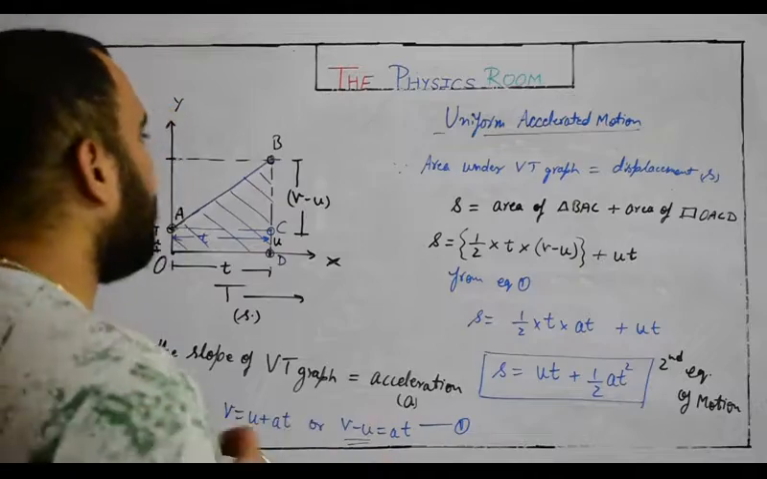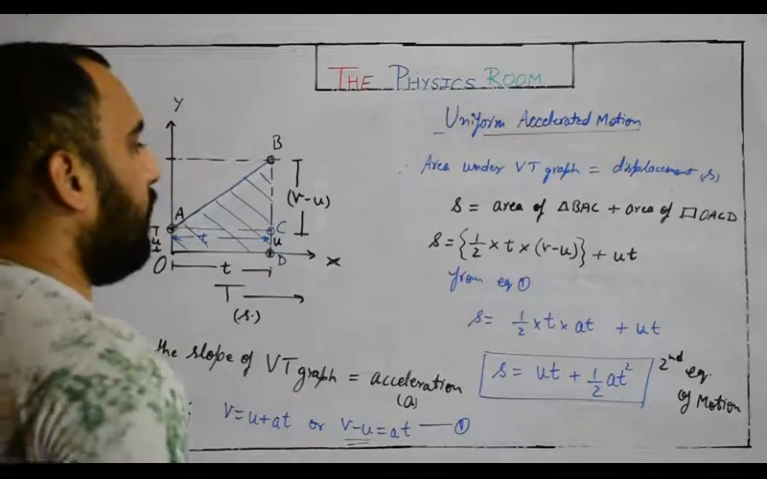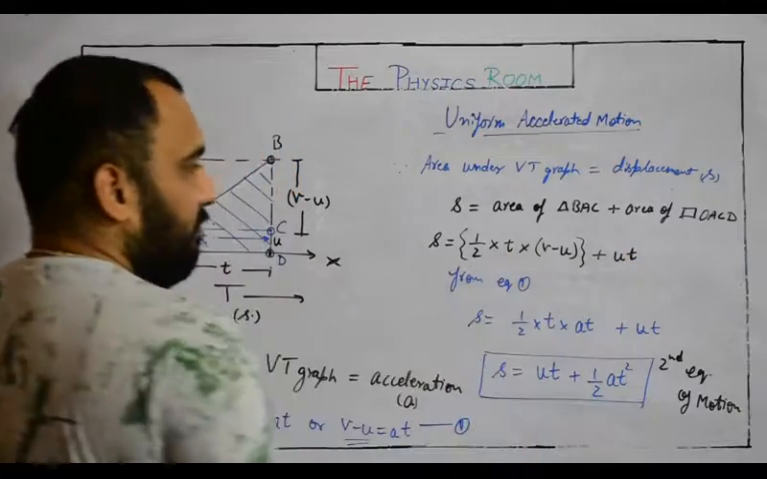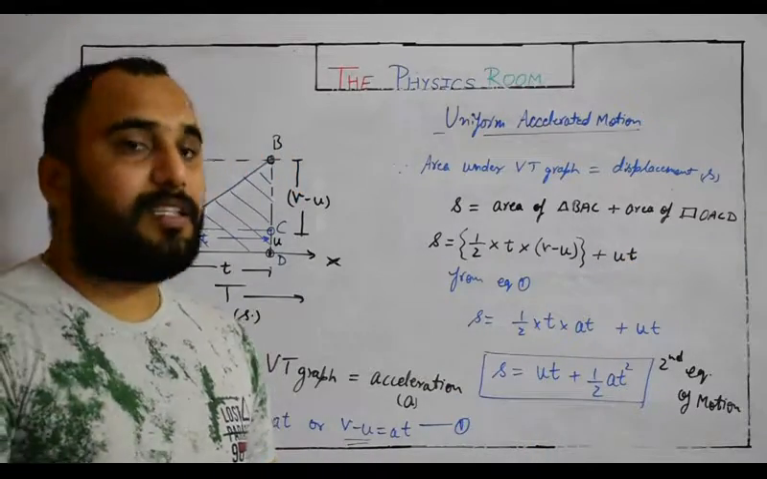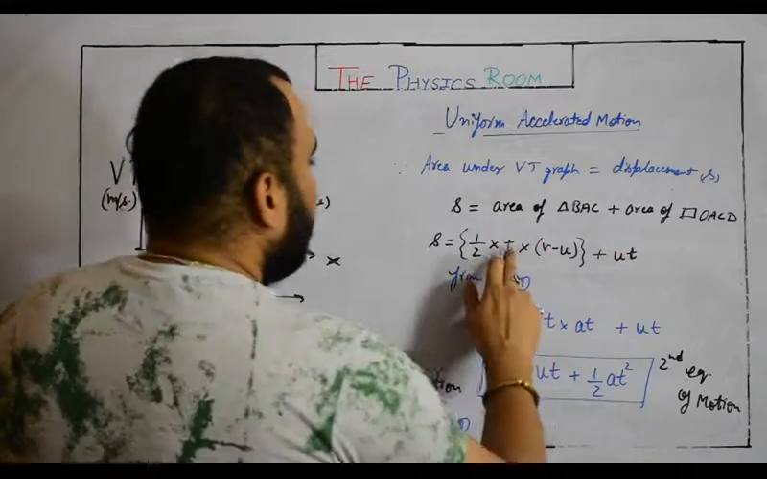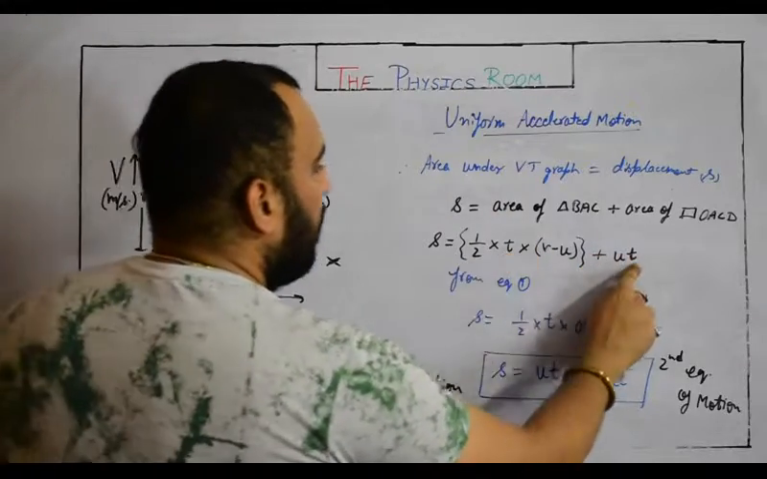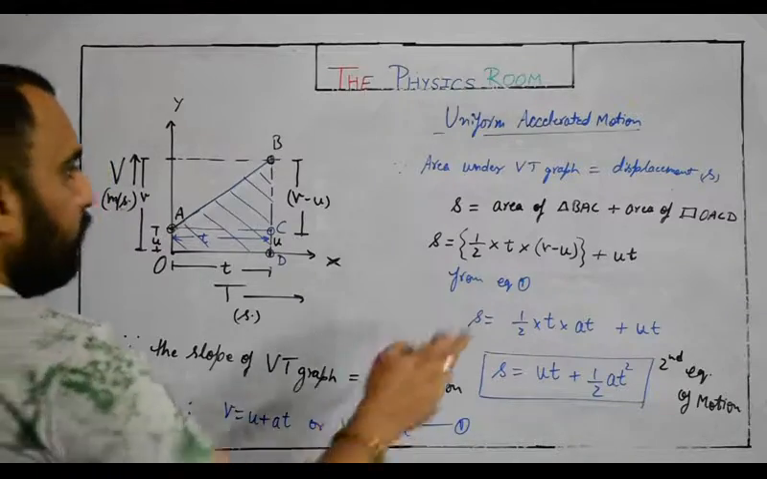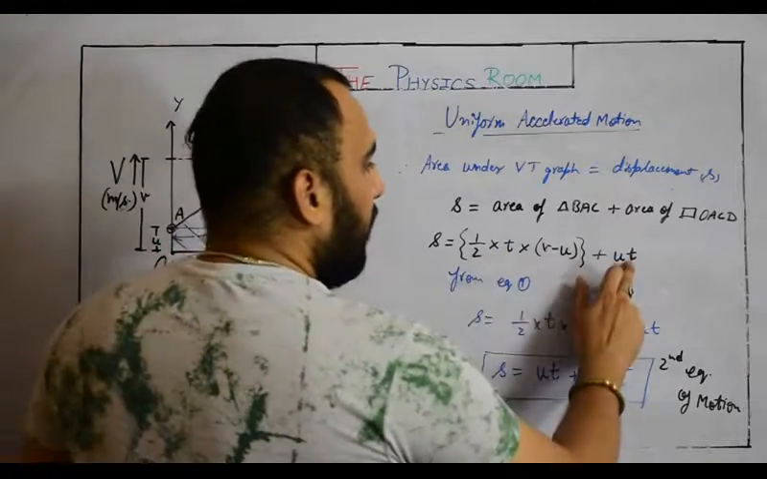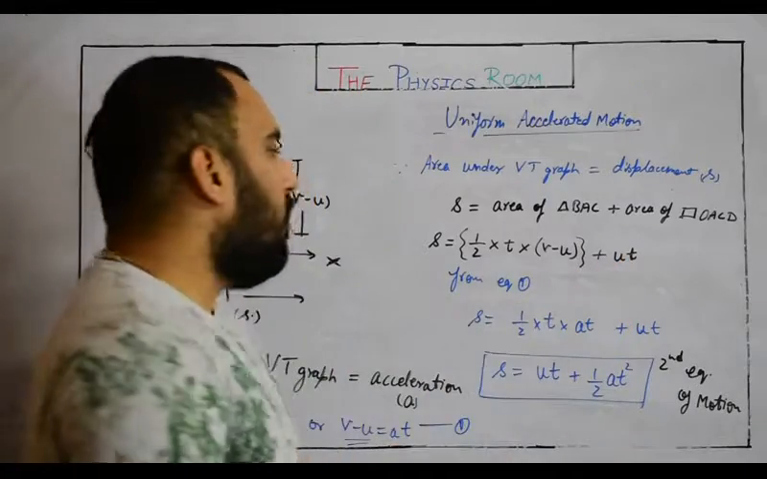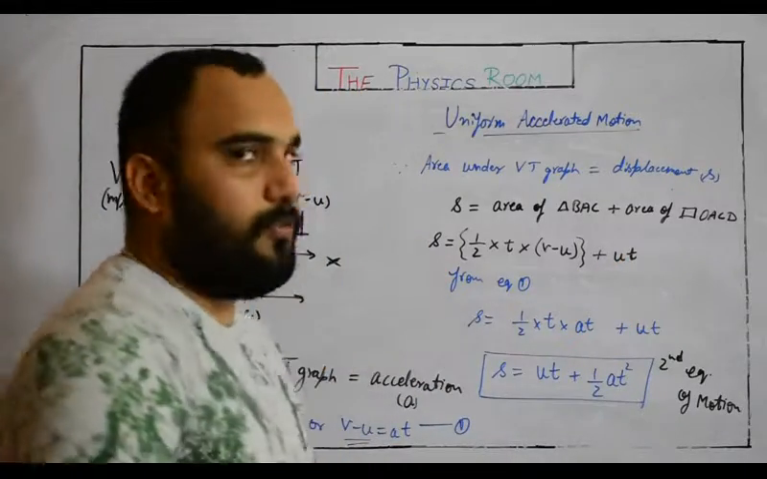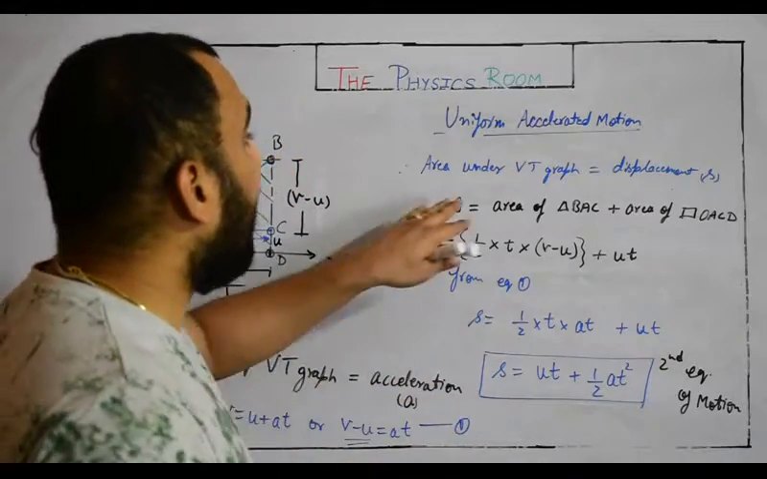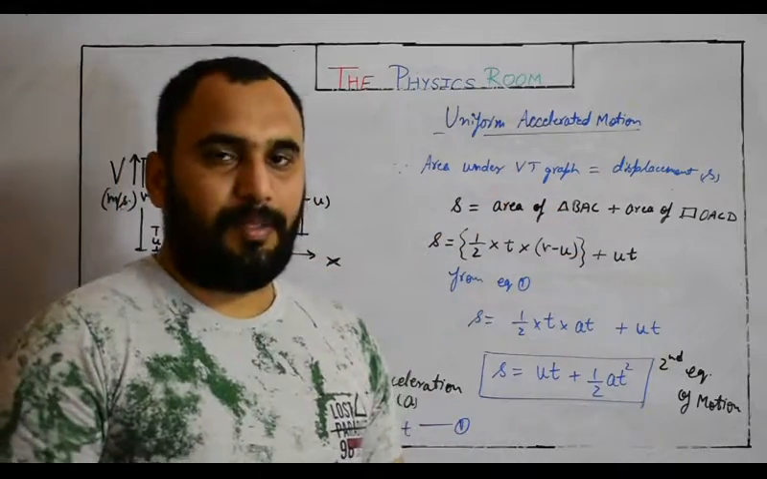Now even if you want to derive the third equation of motion, you only have to make a little adjustment in the same relation. How? In the third equation of motion there is no T, so you have to replace T in these relations. T is V minus U upon A. So you have to place V minus U upon A here, and V minus U upon A here. Then you will be able to find the displacement and get the third equation of motion. Or you can use the direct trapezium's area formula.